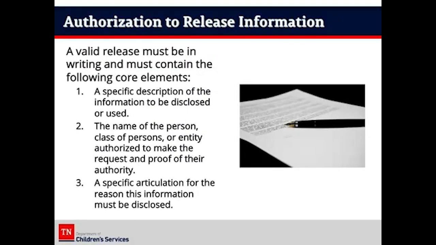A valid release must be in writing and must contain the following core elements: a specified description of the information to be disclosed or used, the name of the person, class of persons, or entity authorized to make the request, and proof of their authority, a specific articulation of the reason this information must be disclosed.